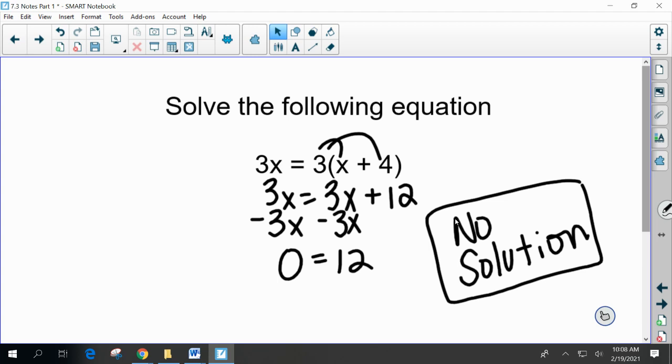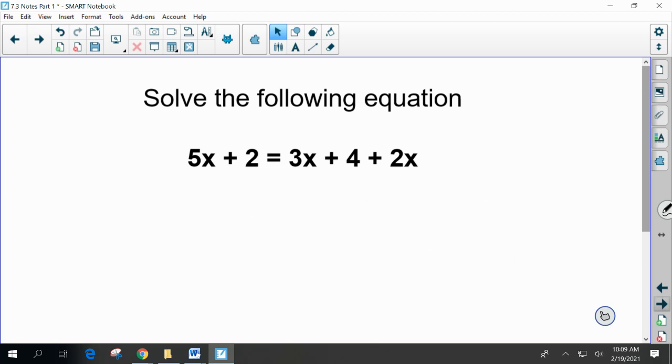So here are some things kids like to do sometimes. They like to say the answer for this is no, or I can't do this, or they make up other words to basically say no. No solution is actually the answer. That's actually what you put for the answer whenever you have a number equals a number and it's not true. It doesn't have to be 0 equals 12. It could be like 5 equals 18 or 2 equals 11. As long as it's not true, the answer is no solution.